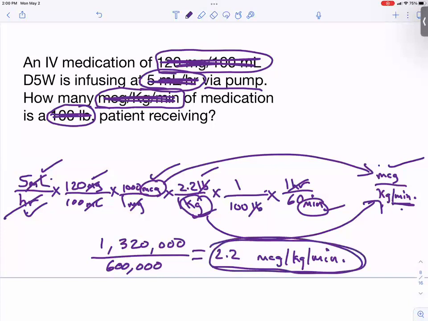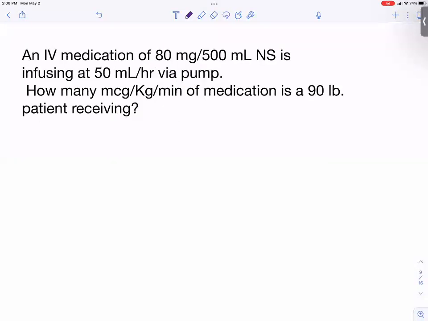So remember, setting up your problem, start with that volume over time, know what your wanted is. I told you how many micrograms per kilogram per minute. And then you set it up so you have what you need in your numerator and what you need in your denominator. So here's another one. Pause it now if you want to give it a shot.